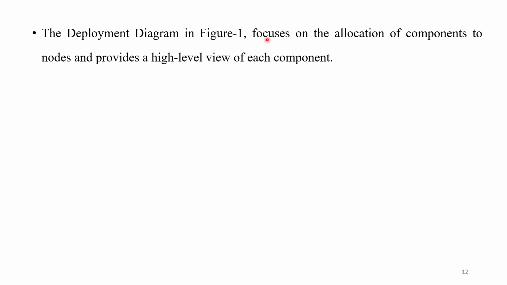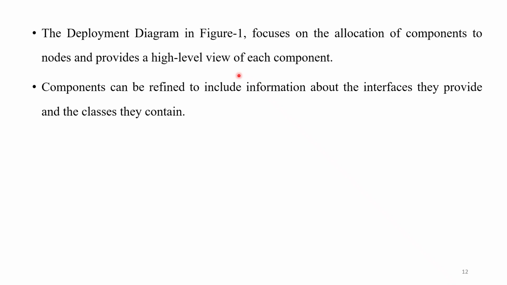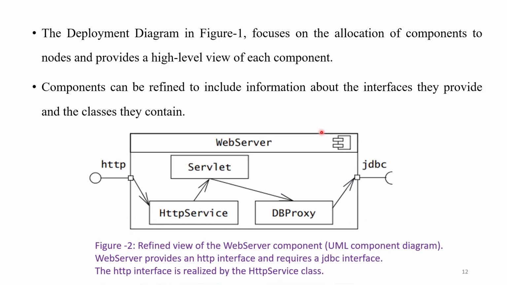In the deployment diagram in figure 1, it always focuses on the allocation of the component to the node and provides a high level view of each component. Components can be refined further to include more information about the interfaces and what type of interfaces they are providing. Is there a provided interface or a compulsory required interface? What information they contain can be elaborated. That is the detailed information we can mention in the deployment diagrams.